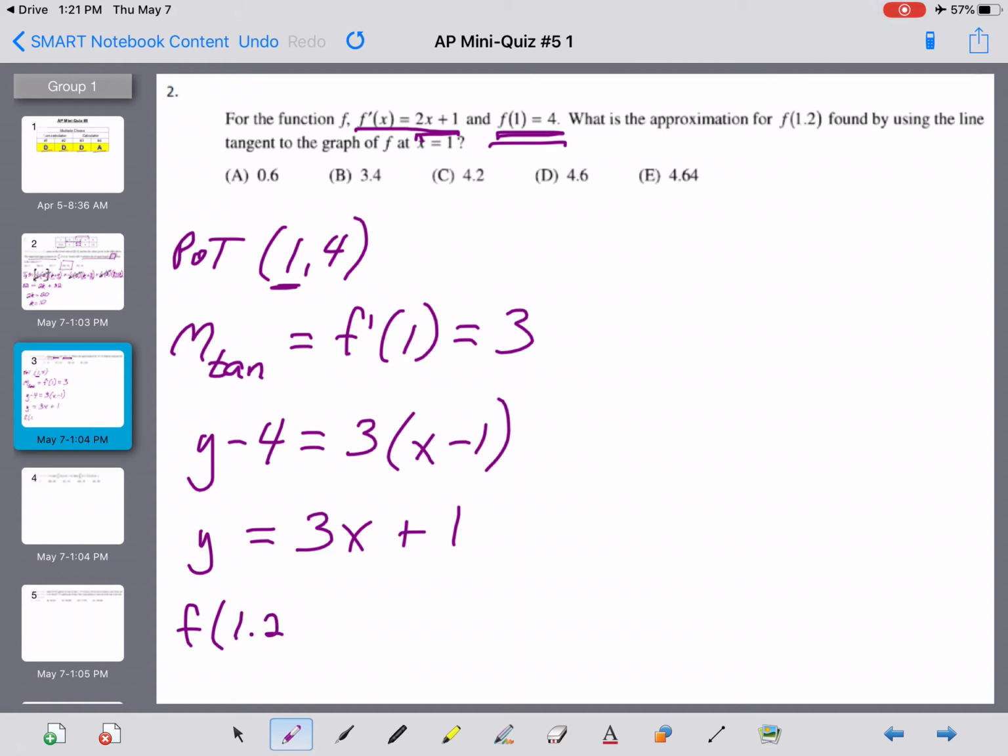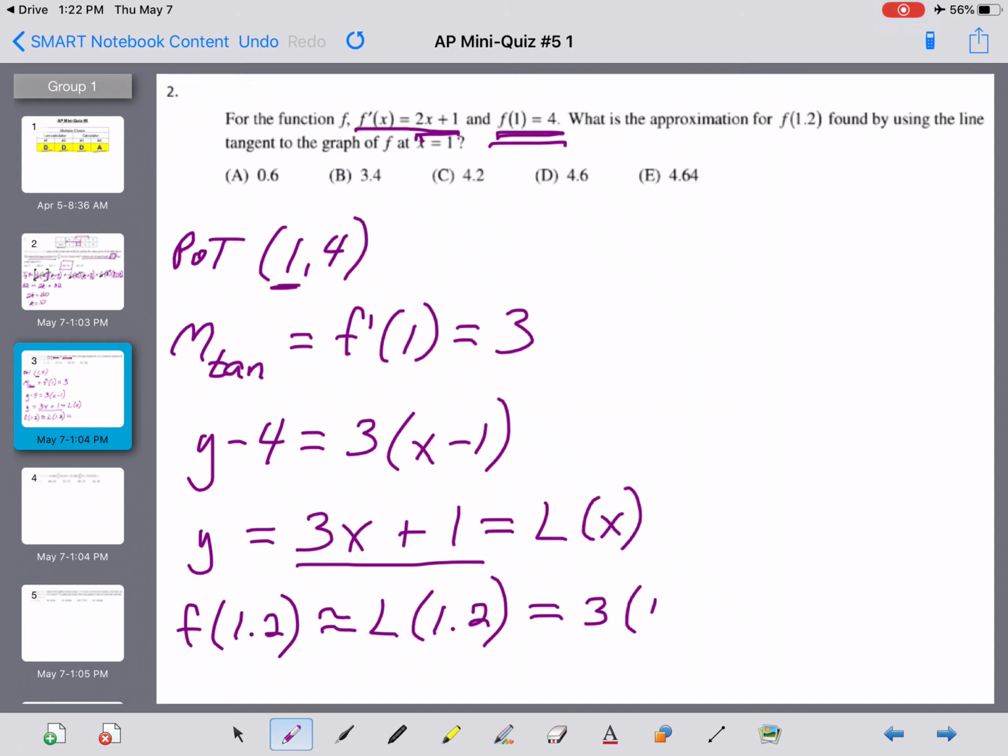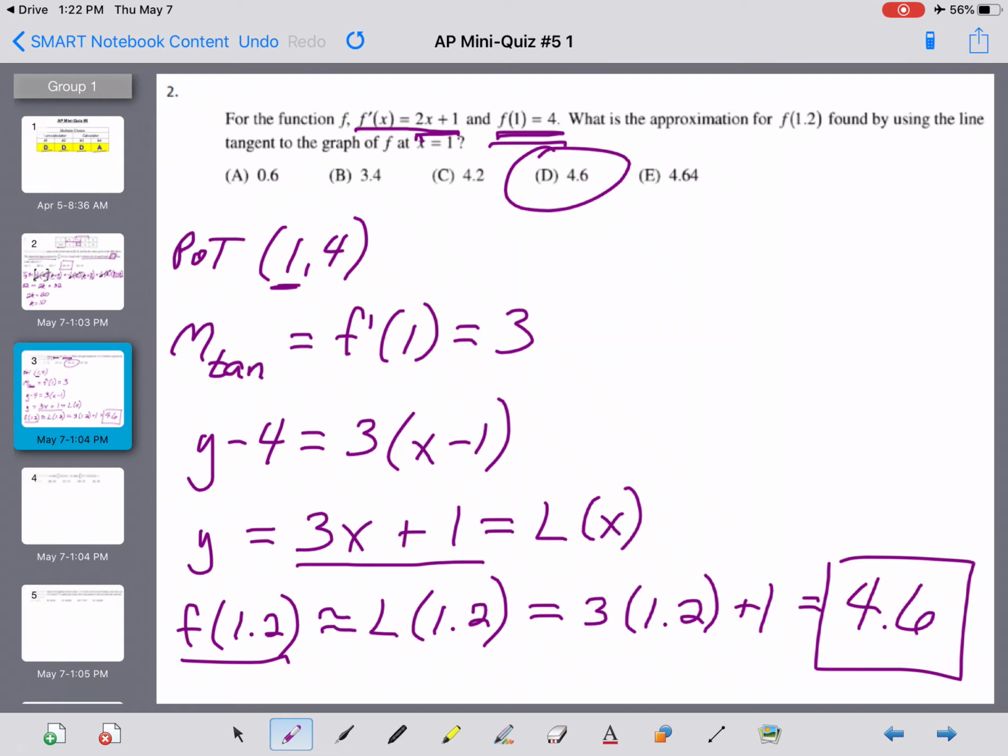So if you recall, f of 1.2 is approximately equal to L of 1.2. L of 1.2 is the linearization of this function at that point, and this function that we just came up with right here, the equation of our tangent, that's our linearization function. So we're just going to plug a 1.2 into this expression right here. 3 times 1.2 plus 1. Well, it's going to get us 3.6 plus 1 is going to get us 4.6 for our approximation here for f of 1.2. So it looks like our answer here for number 2 is going to be D also.